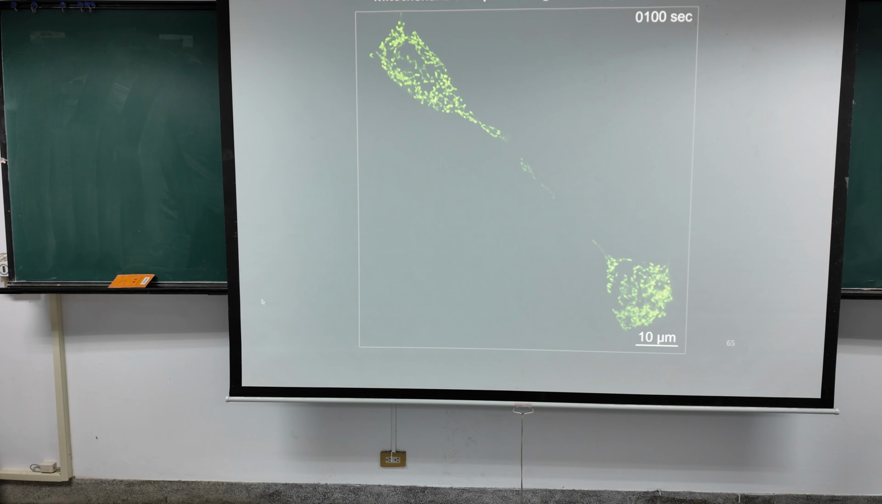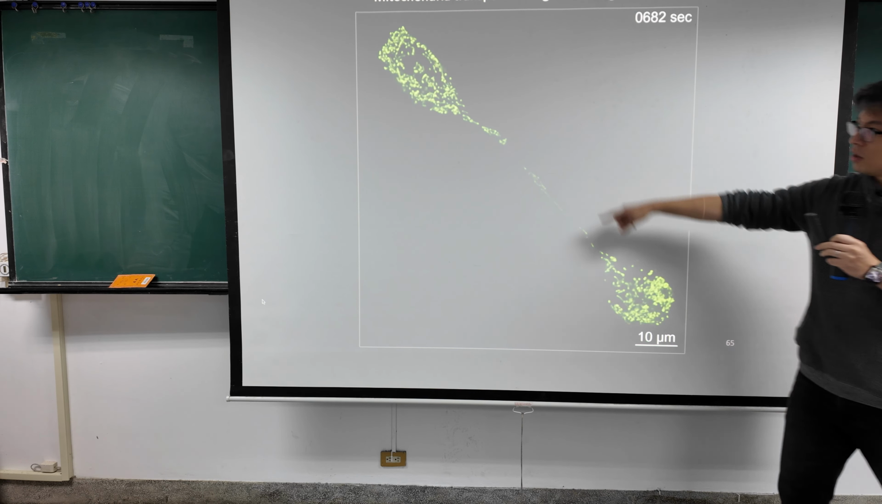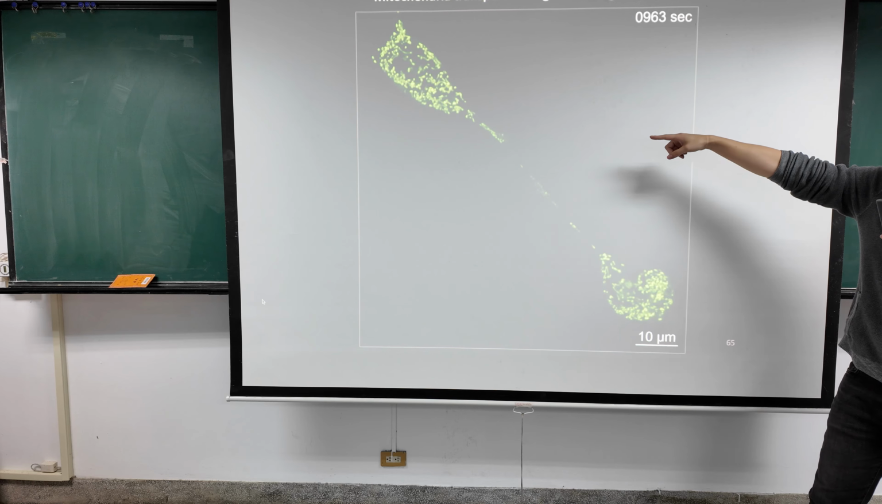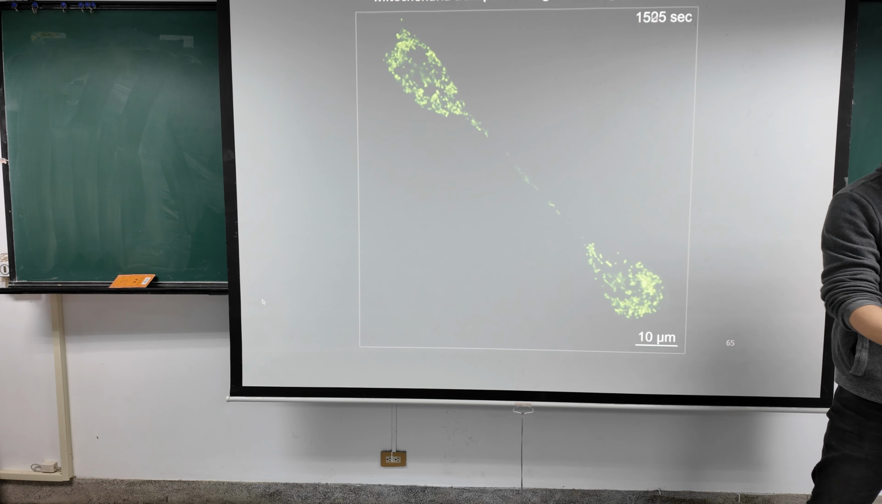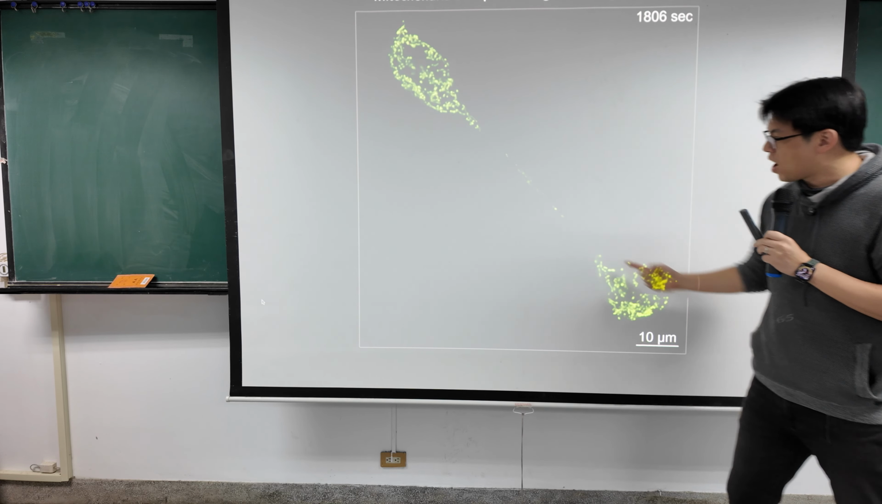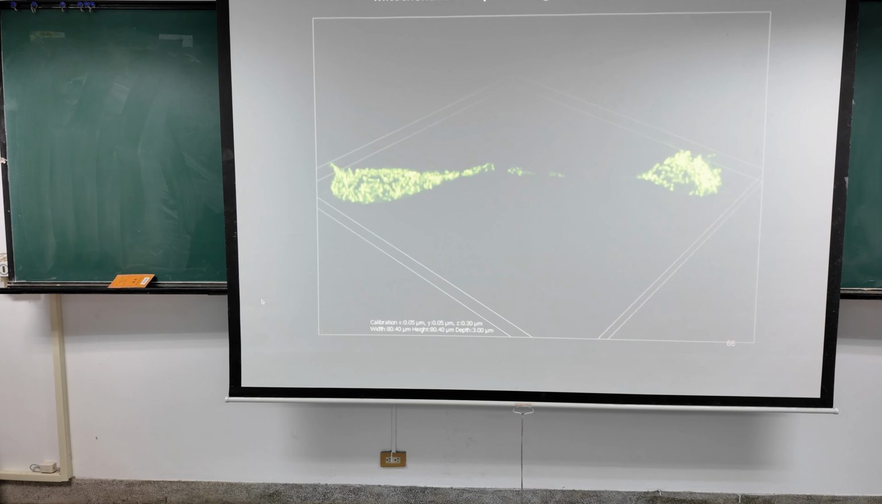This is an image from my lab. There are two cells. Those yellow signals are mitochondria, and this is a tunneling nanotube. Even mitochondria, such a huge organelle, can move across to a different cell through the TNT. So this will be the other side.